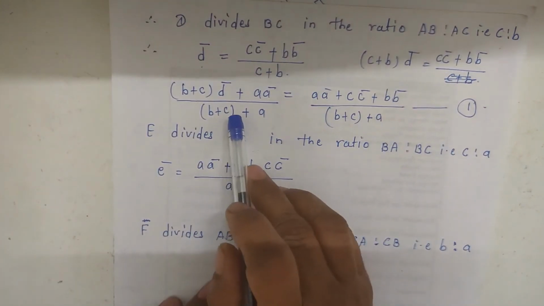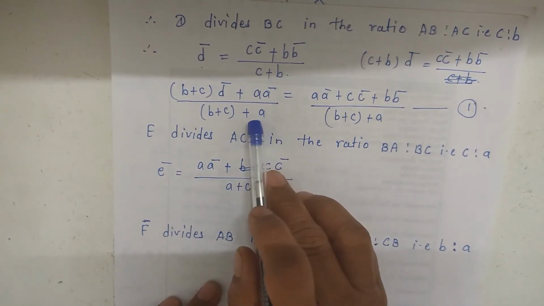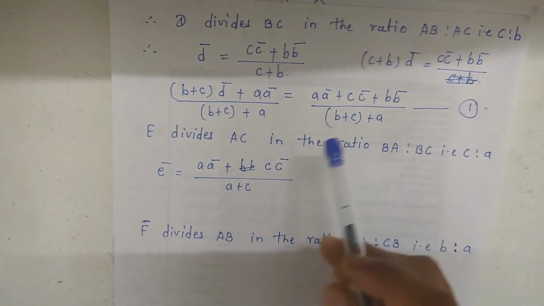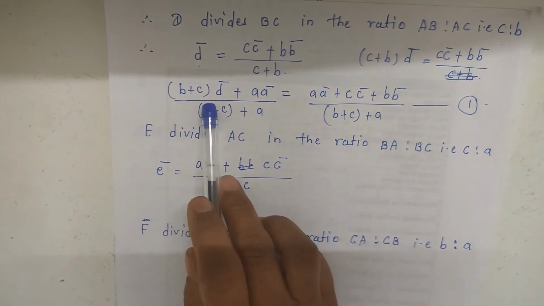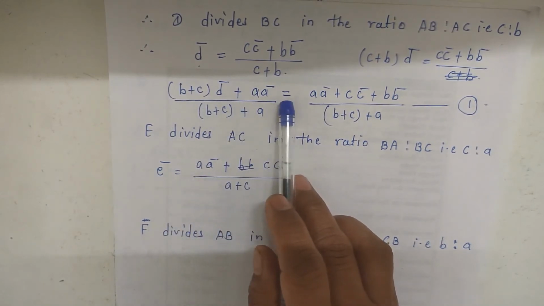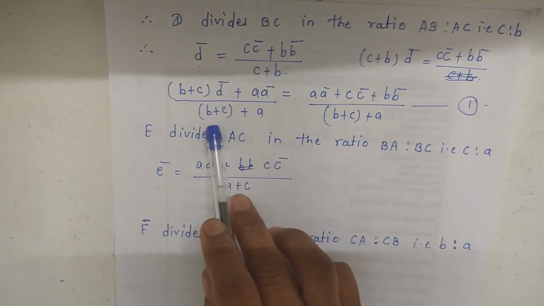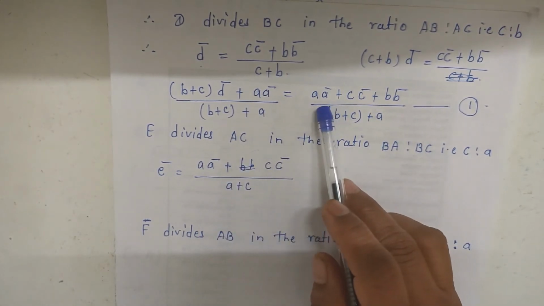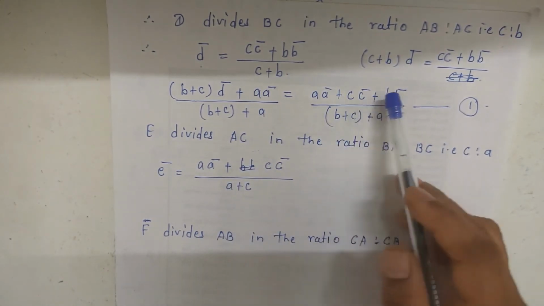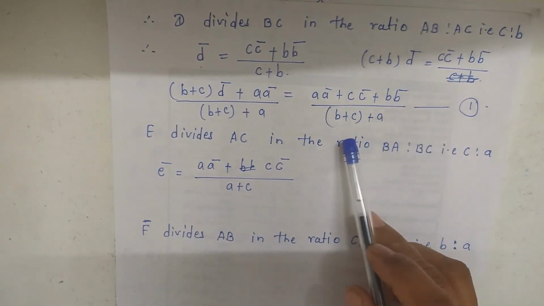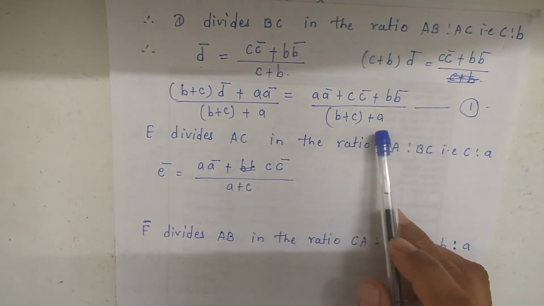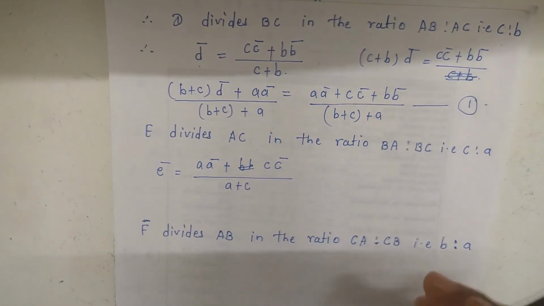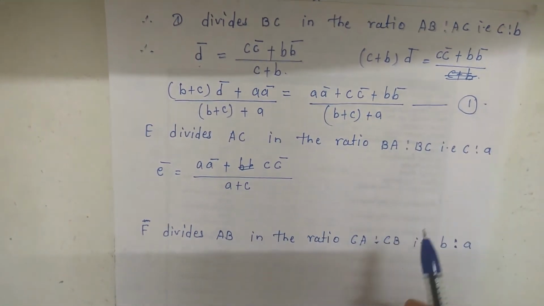Therefore, adding A into A bar on both sides we get B plus C into D bar plus A into A bar, also dividing by B plus C plus A, is equal to A into A bar plus C into C bar plus B into B bar upon B plus C plus A. This is called equation 1.